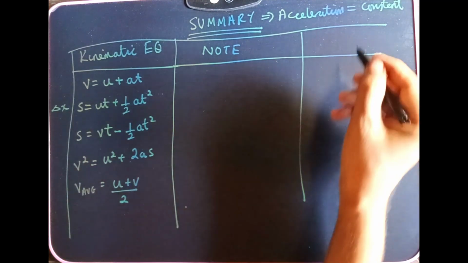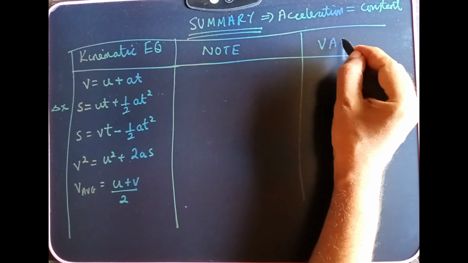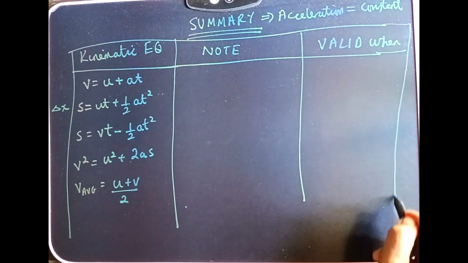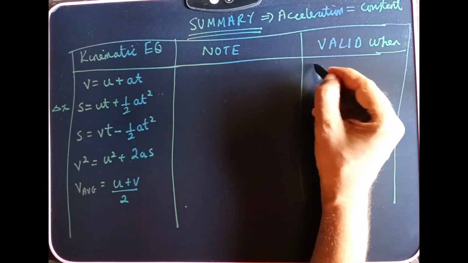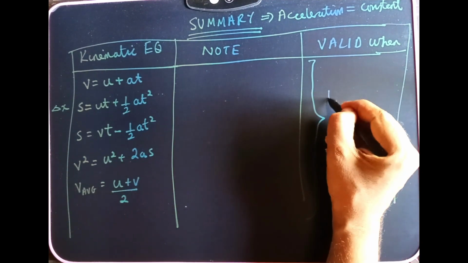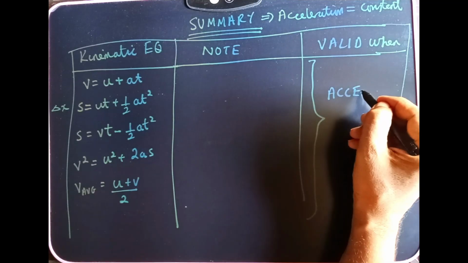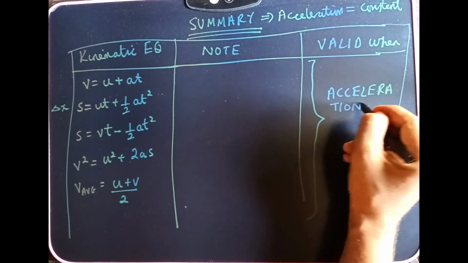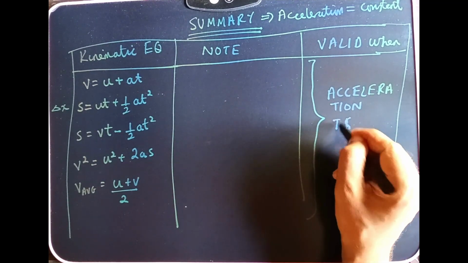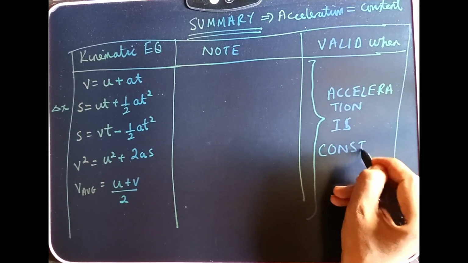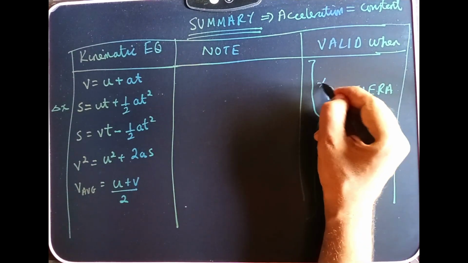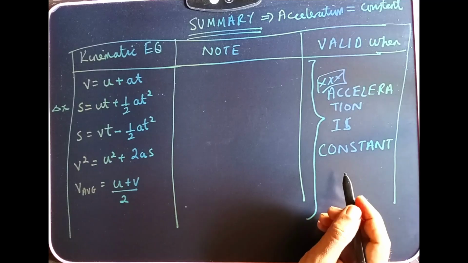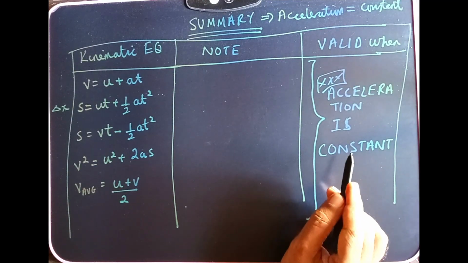These are valid when acceleration is constant. Very important point. Most of the students make this mistake. They use these formulas even when acceleration is not constant. So these can be used only when acceleration is constant.